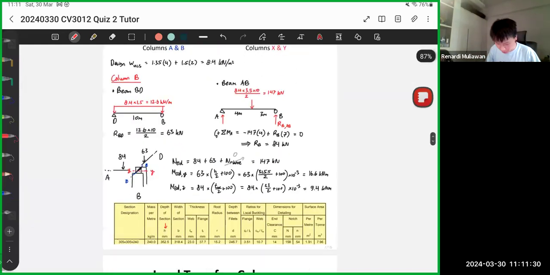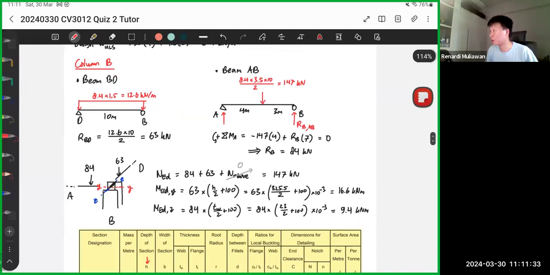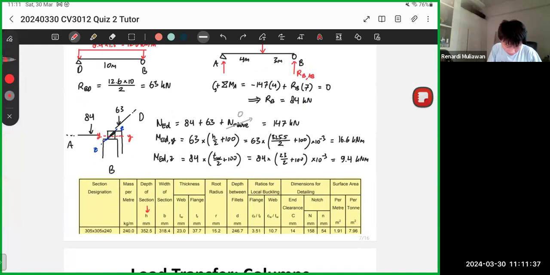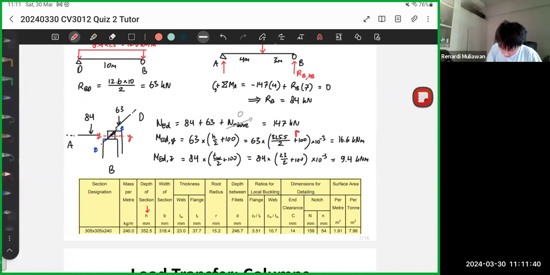So the first one is, where do you get 3.5 for my? So this value, right? Remember, this one is the reaction times eccentricity. The eccentricity is 100 millimeters from the face, plus this value. In this case, it's h over 2 because it's in the y direction. So you get h from the table.